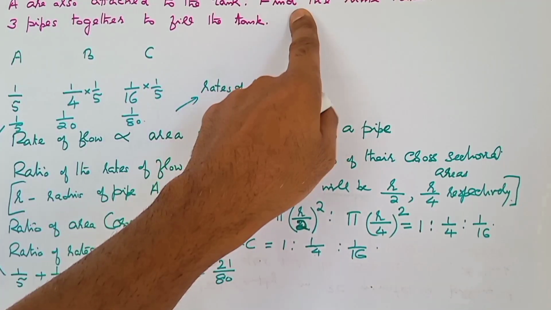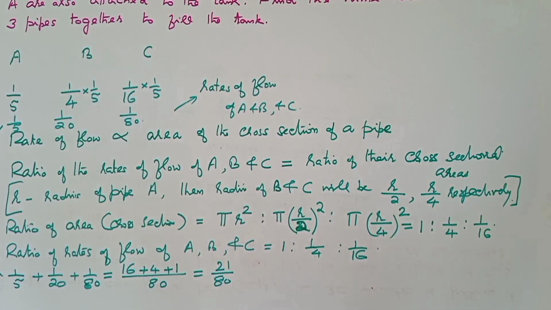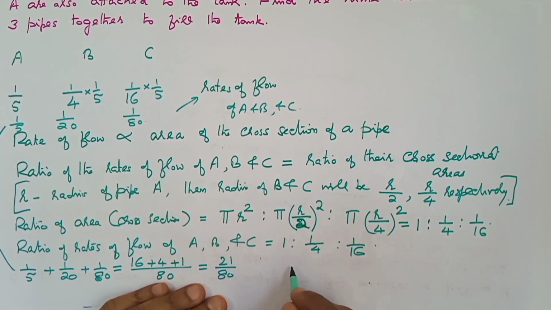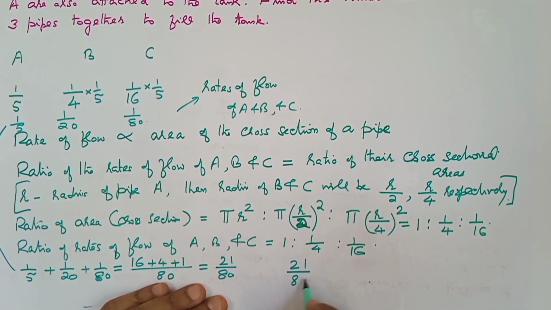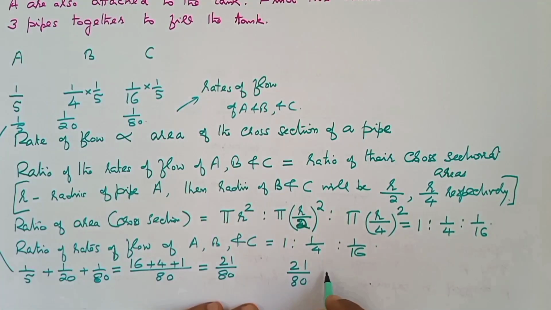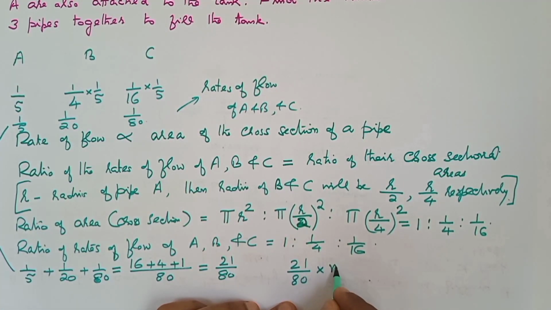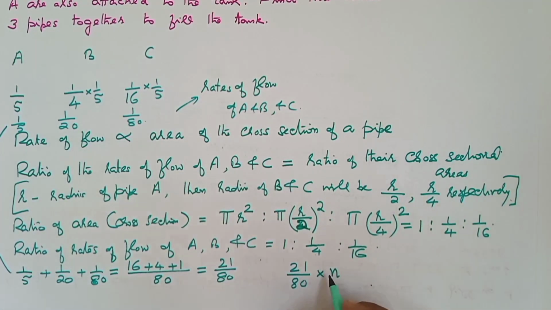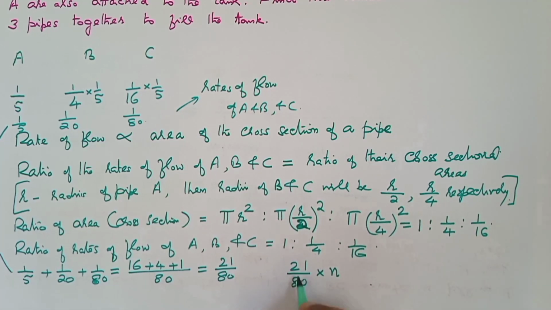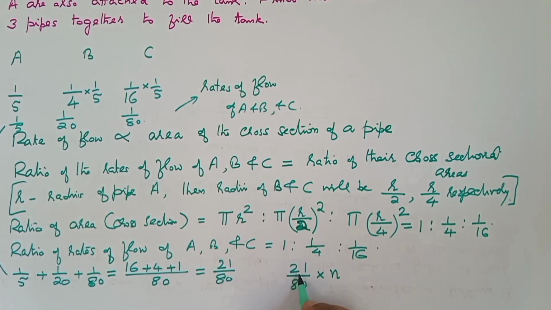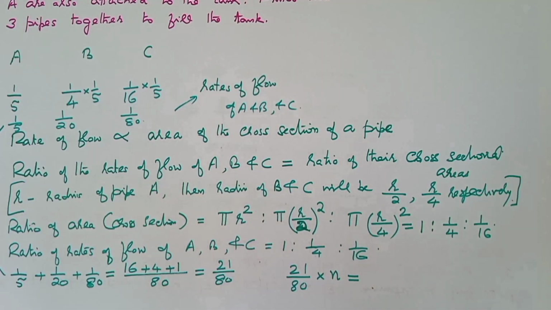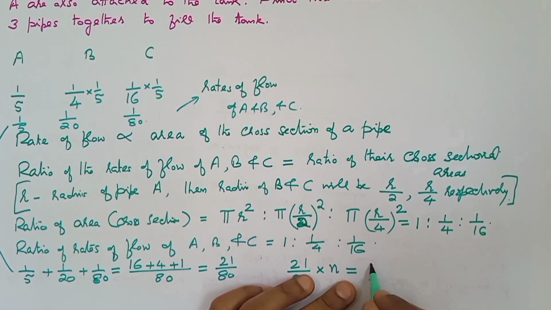The question is about what? Find the time taken by all the three pipes together to fill the tank. If this is the quantity of water filling up the tank in 1 minute, let's assume that the tank gets filled when all the three pipes are working together. Let N be the time, or rather the number of minutes, taken by all the three pipes to fill the tank together. So 21 by 80 is the quantity of water filling up the tank in 1 minute. That into N will be what? Will be the total quantity of water filling up the tank, which is assumed to be 1.